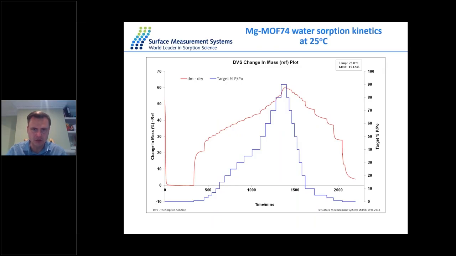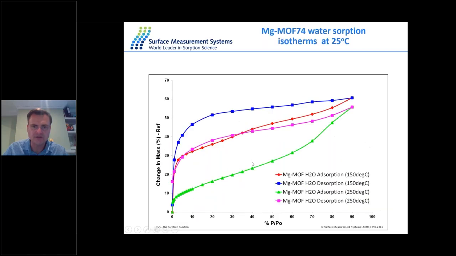So here's a kinetic plot. Basically, in this plot we are looking at outgassing the MOF-74 at 150 degrees. As you can see, there is a huge mass loss, almost 55 to 58%, and we get a nice plateau. Then, in a controlled manner, we introduce water vapor, which is demonstrated by this solid blue line. We step up the pressure up to 90% P/P0, and we wait at each stage for mass equilibrium. From these equilibrium points, we then construct the isotherm.